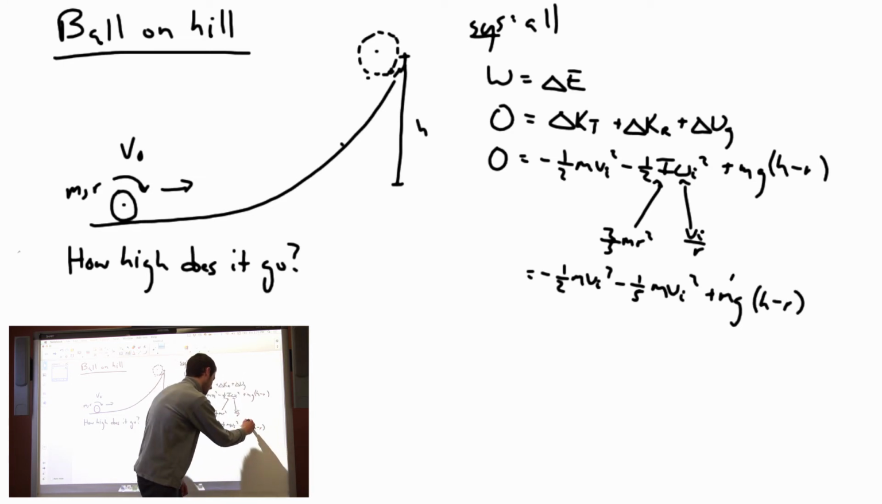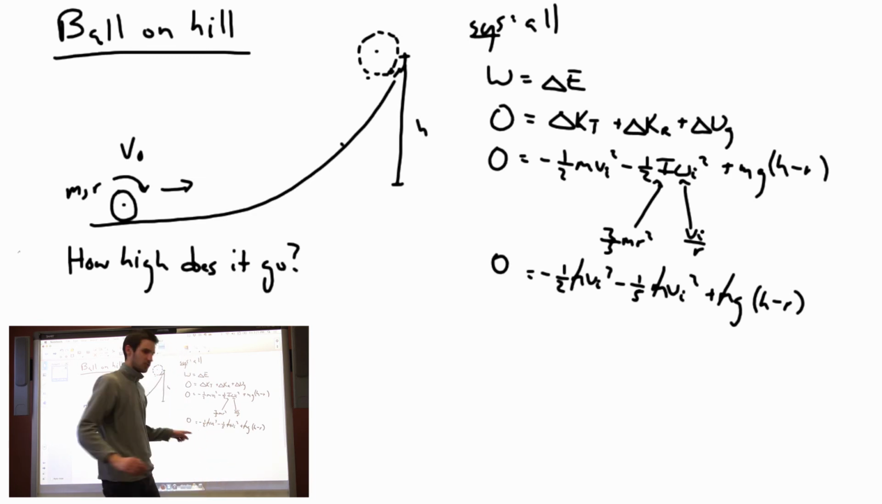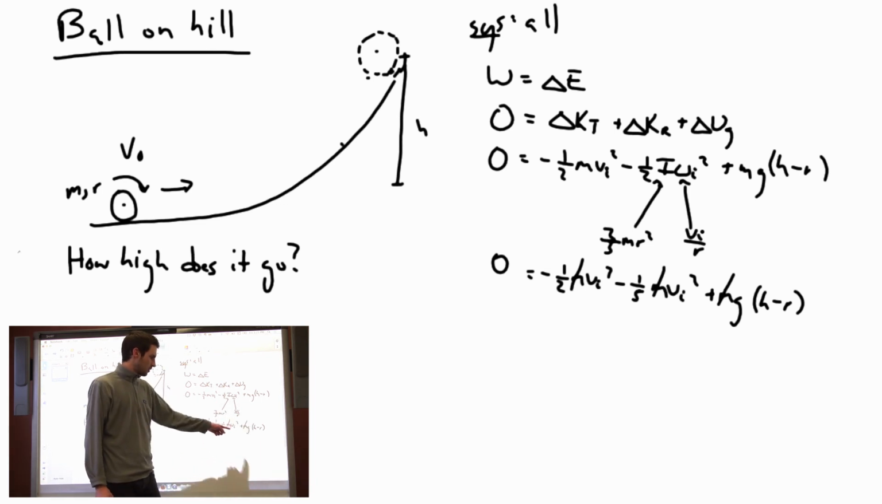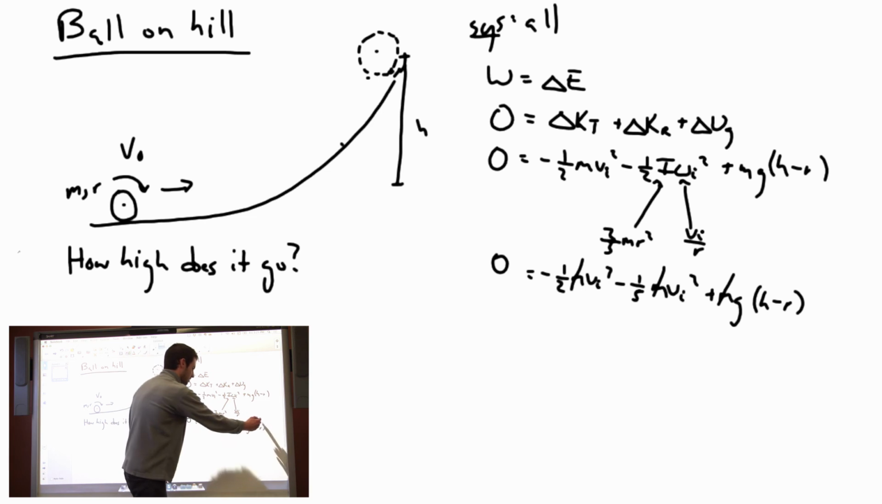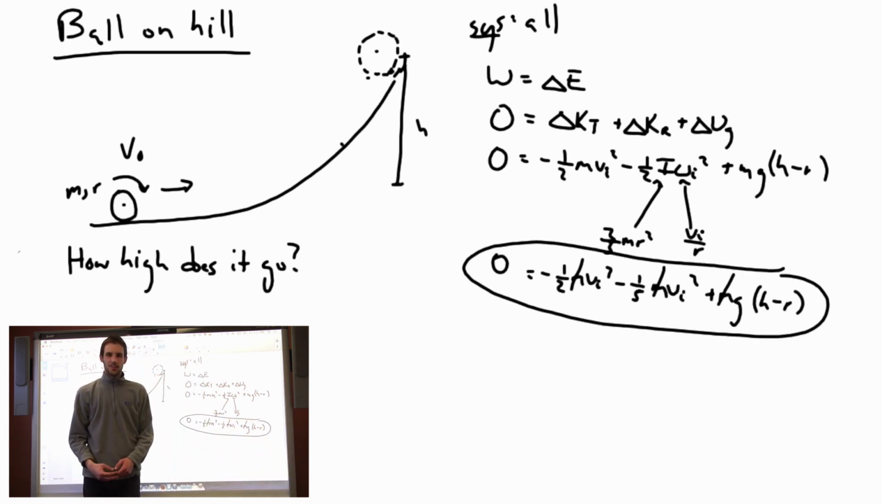Notice I can divide everything by m, because there's 0 on this side. 0 divided by m is still 0, and we're just left with a little bit of stuff. So at this point, we're looking for h, and we know r, we know g, and we know v initial. So we've got one equation and one unknown at this point. So we can just solve this equation, and I will leave that as an exercise for you. So that's it.